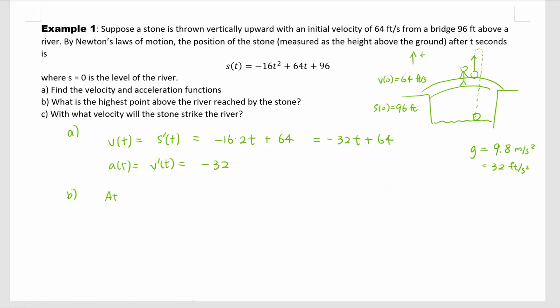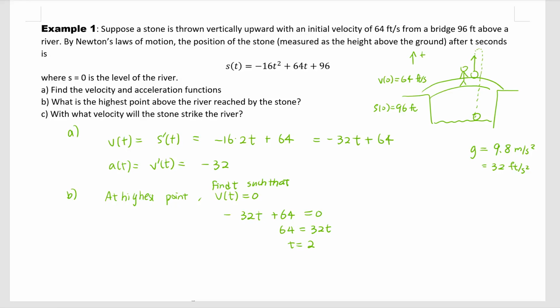So at the highest point, the velocity is 0. So let's find the time where the velocity equals 0. Okay, so let's find the t such that the velocity is 0. So that's negative 32t plus 64 is 0. Let's add 32t on both sides, and we get this. Now let's divide it by 32. We get t equals 2 seconds.